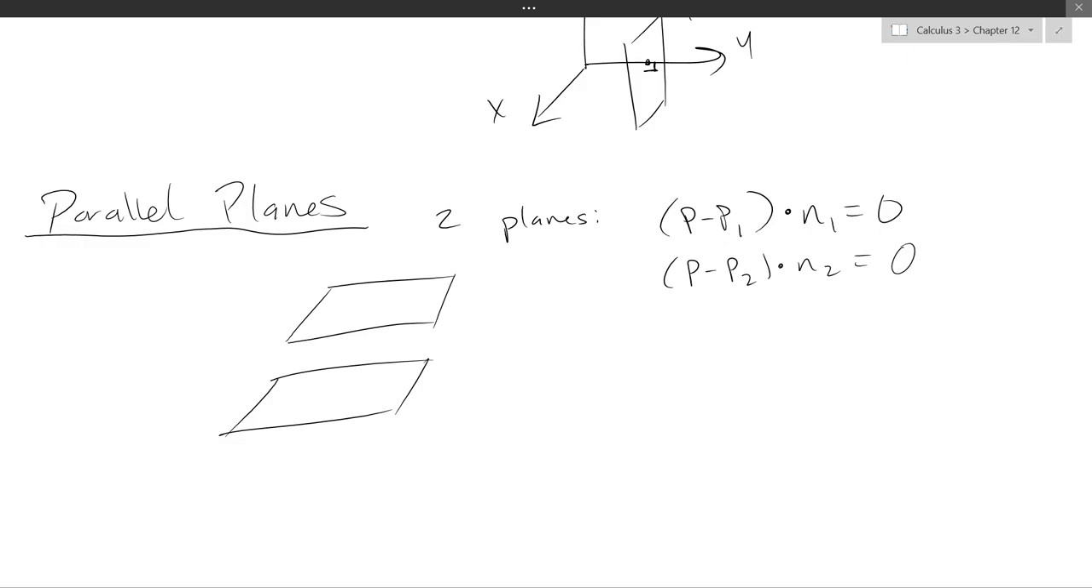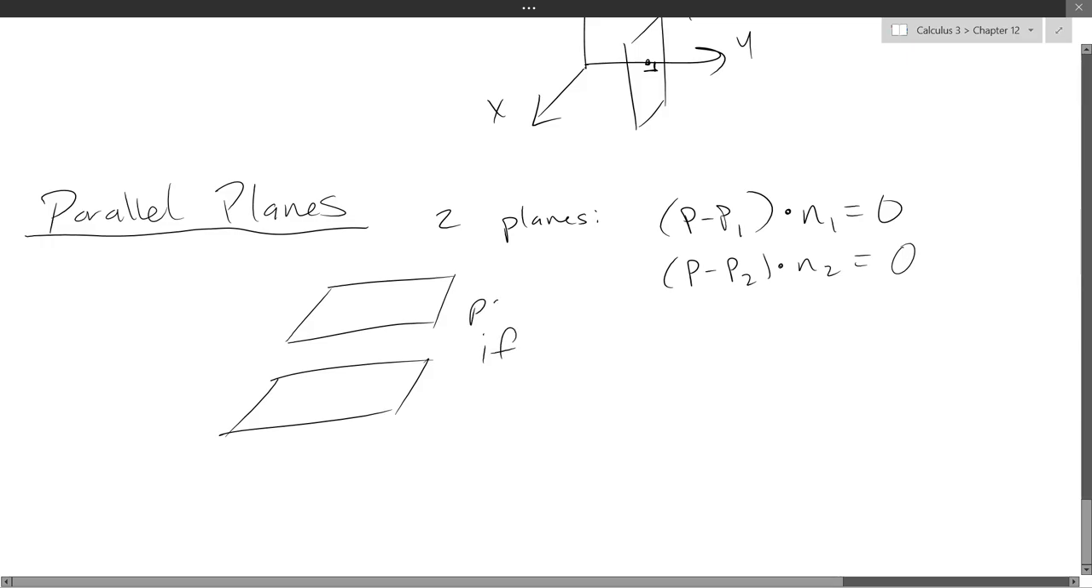So normal vector, think about normal vectors. What can you say about normal vectors of these two planes? They're going to be parallel, or anti-parallel, if you like that word. Let me flip it over, depending on which way your normal points. So the normals are parallel or anti-parallel. So they're scalar multiples of each other. So that is parallel planes.